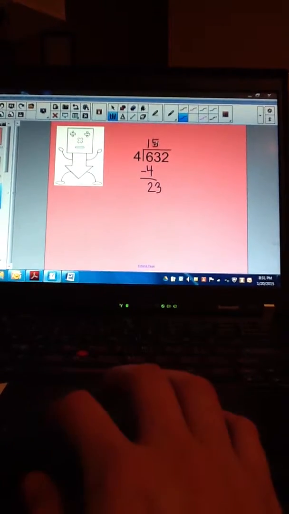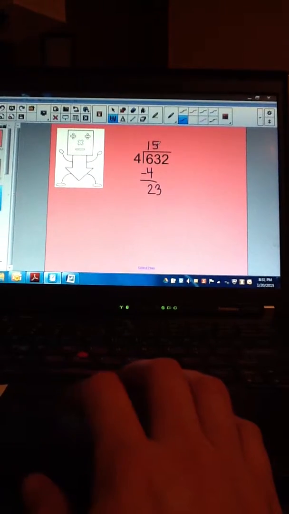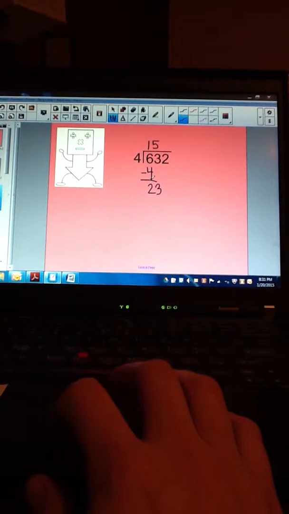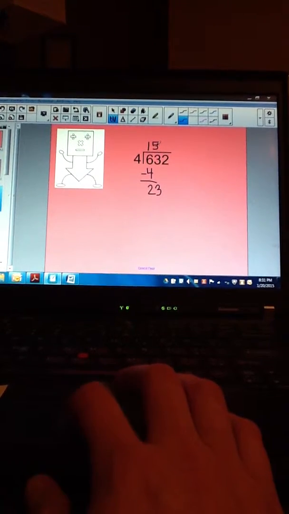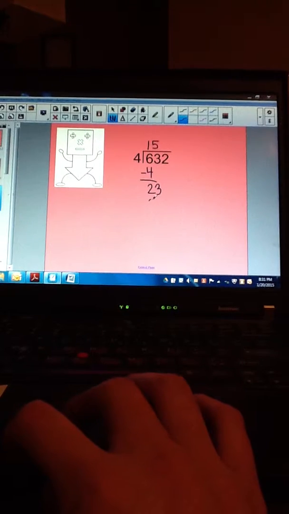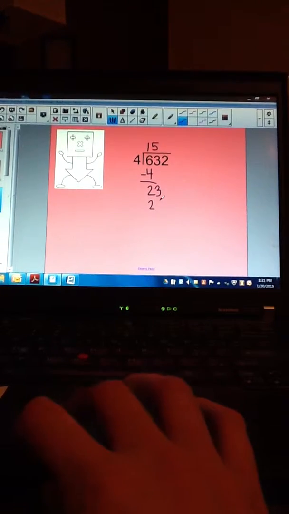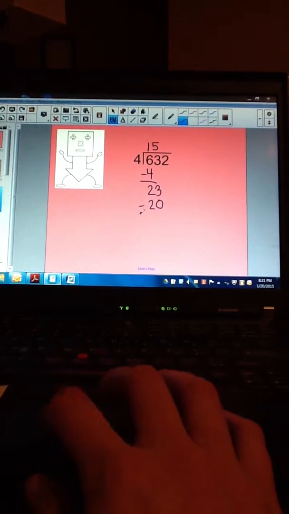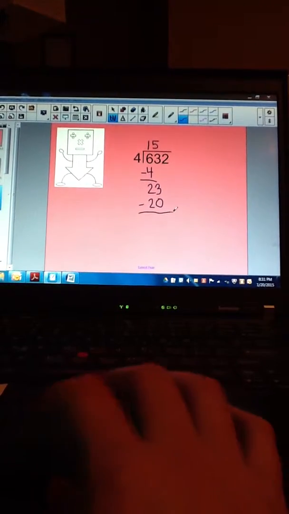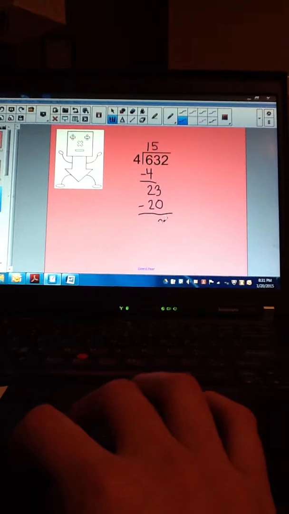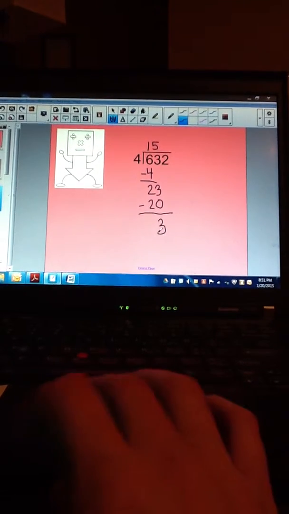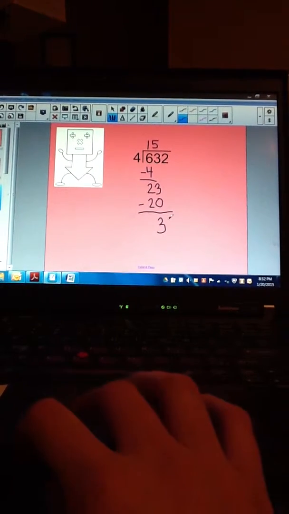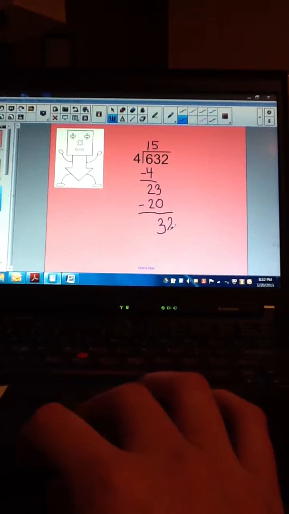And now I have to multiply the number I just wrote, 5, times 4 to prove how I knew that. I know that 4 fits into 23 5 times because 5 times 4 is 20. And then I subtract. And my answer is 3. And then I bring down my 2.